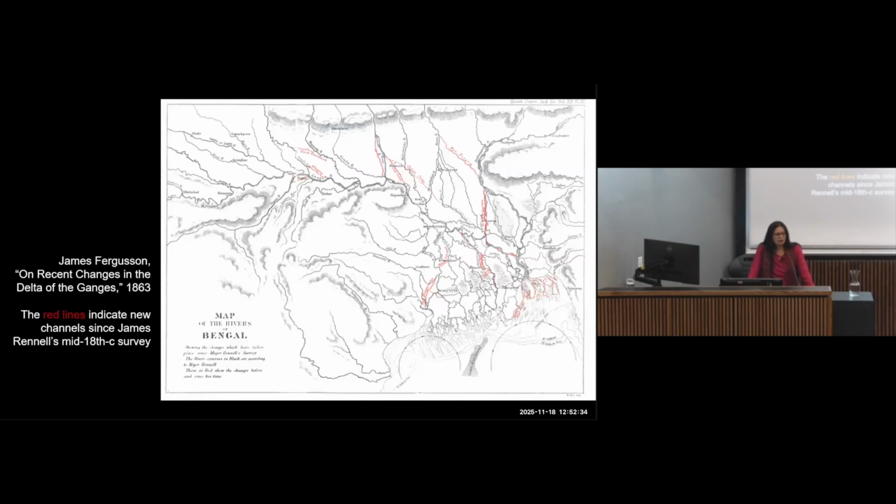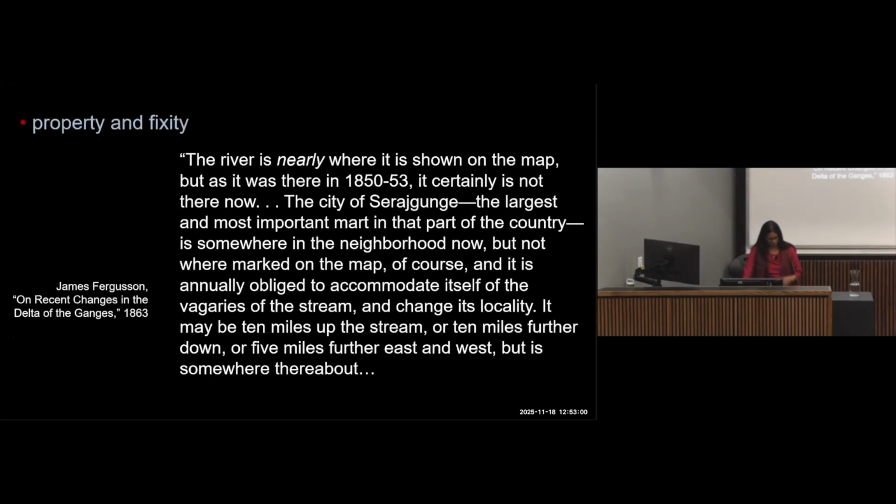And I'm going to show you a few more maps to articulate that region. So what he wanted to show in this map is that all the red lines are the changes from before and after Rennell. So rivers, and this scale, these are miles, they moved miles. But very interestingly, unlike Rennell, it did not pose a problem to him. But he gave one of the most interesting descriptions of what I call the mobile land.